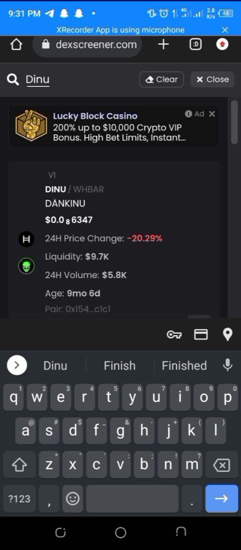Sometimes we don't write the full name when we are dropping the code. But when you come to the Dexscreener and you type it, you can see this. The actual name is Dank Inu below here. Below this, DINU/WH bar. This is the actual name.